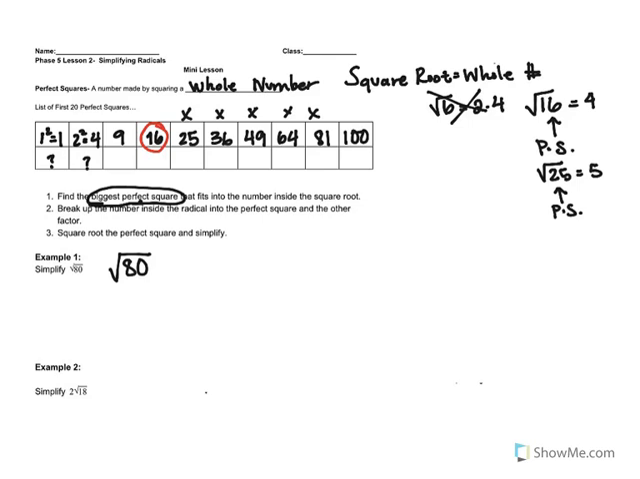So since I know that 16 times 5 gives me 80, I'm going to break up this radical 80 into two things. I'm going to break it up into 16 multiplied by 5, because I know 80 is equal to 16 times 5. So now that I've broken what's under the radical into one perfect square and another number, I can break it up into two radicals. I can break this up into radical 16 times radical 5.